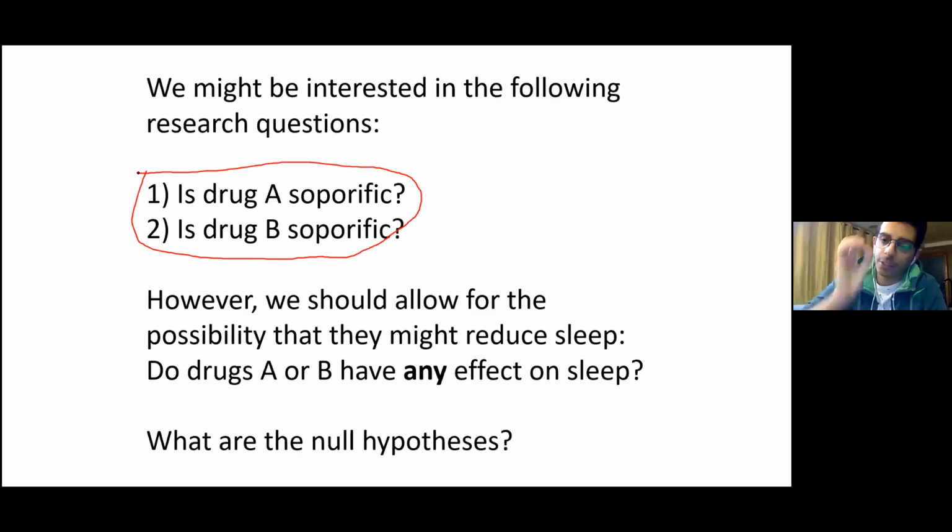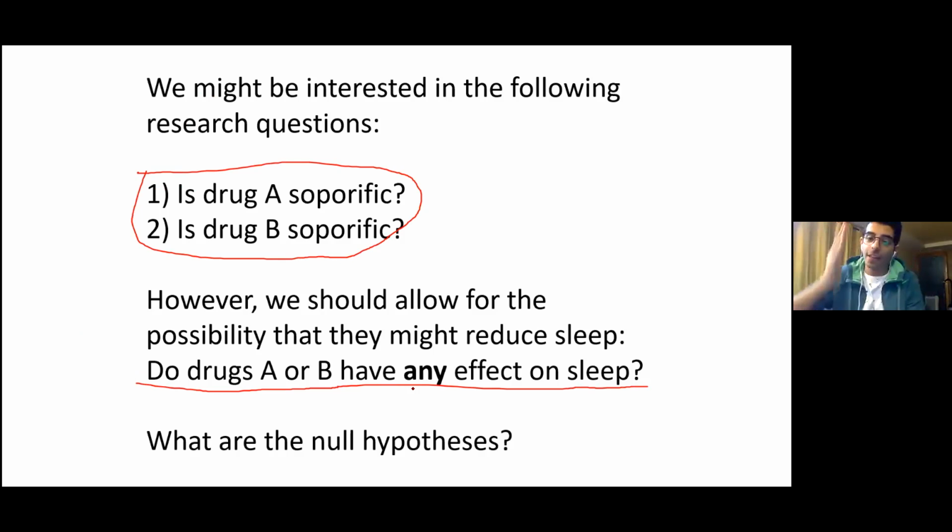So the best alternate hypothesis here is that drugs A or B have any effect on sleep? Now, this is not really the alternate hypothesis. The alternate hypothesis says that drug A and B have an effect on sleep.